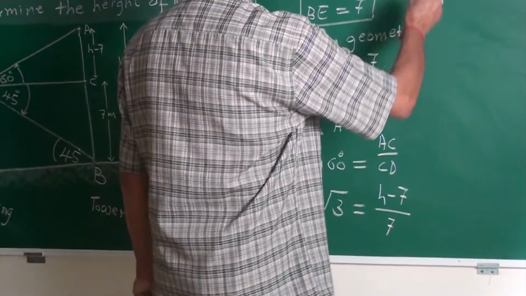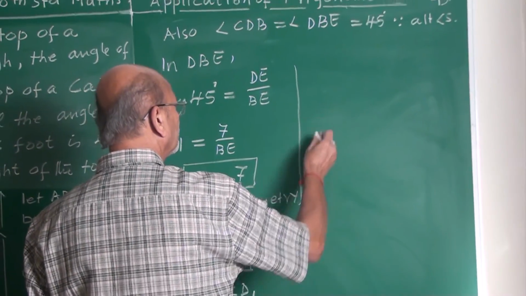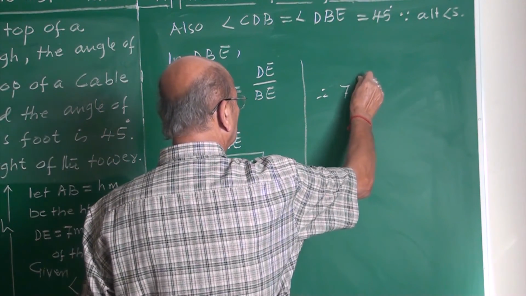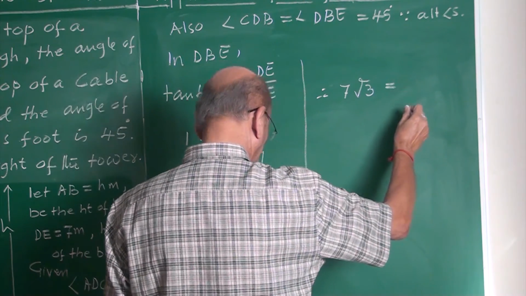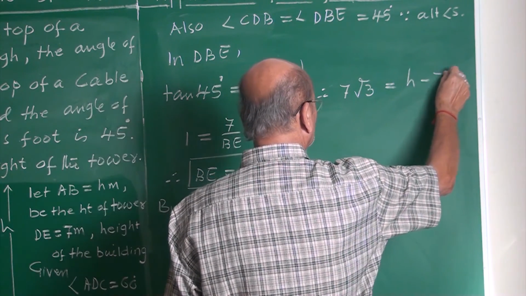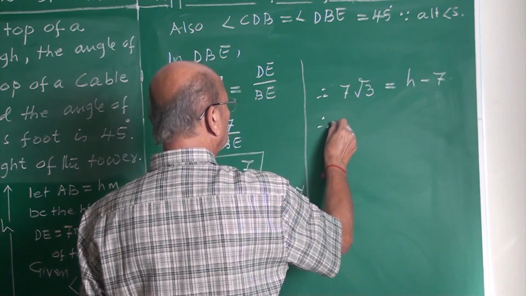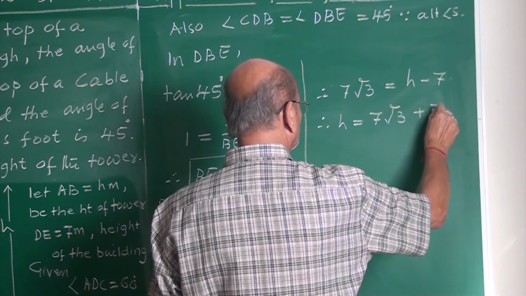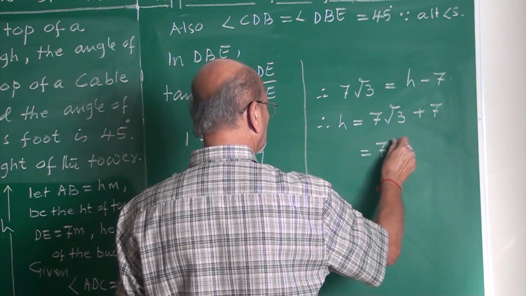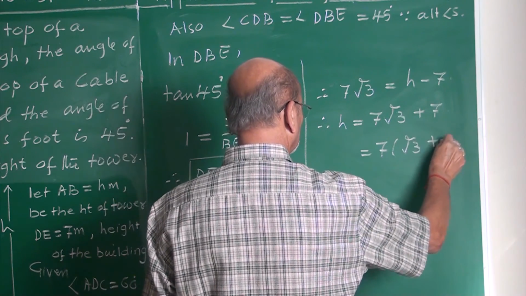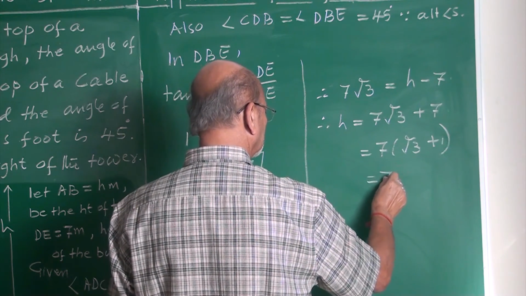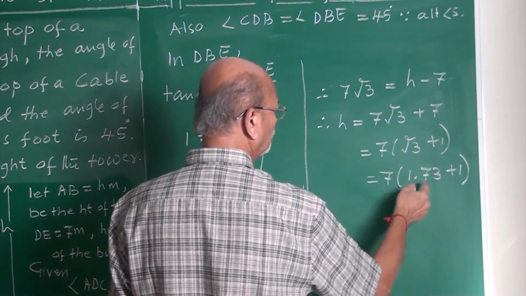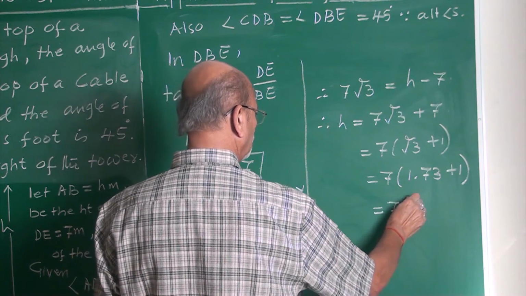Cross multiplication. Therefore, 7 into root 3 is H minus 7. Therefore, H equals 7 into root 3 plus 7. 7 is common, so 7 into root 3 plus 1, which is 7 into 1.73 plus 1, where root 3 is 1.73. So 7 into 2.73.